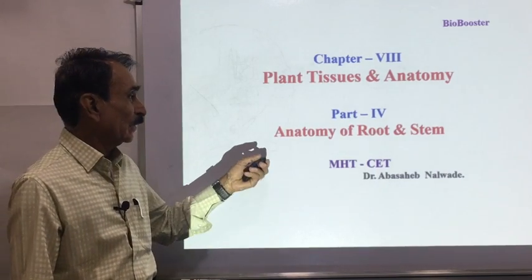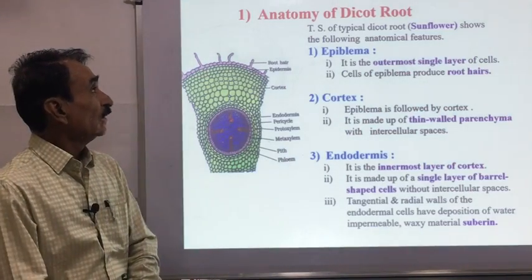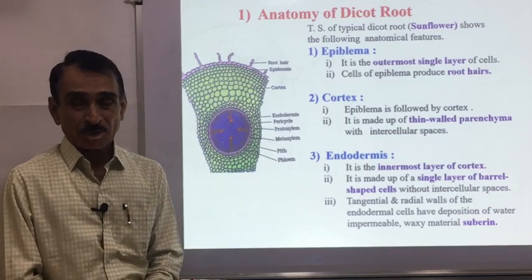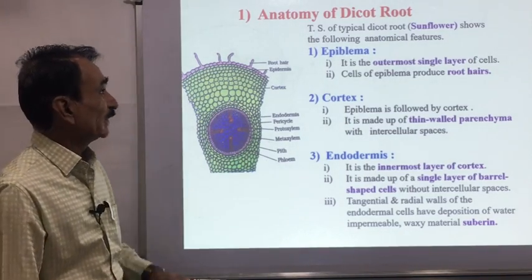In the previous videos we have started with the plant tissues and anatomy chapter number 8. In this video we are going to proceed towards the anatomy of root and stem. Firstly we shall see the anatomy of dicot root and then afterwards we shall see the anatomy of monocot root.